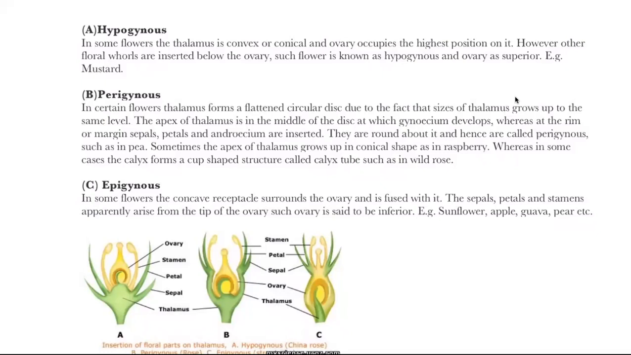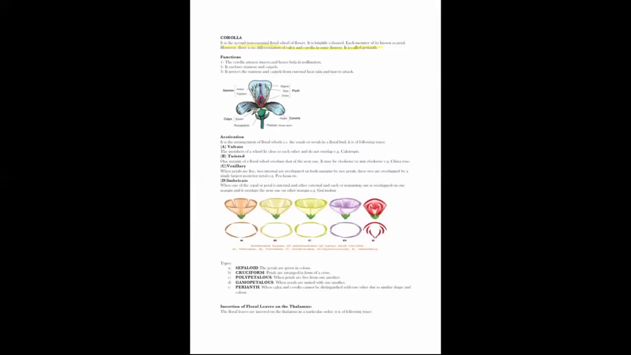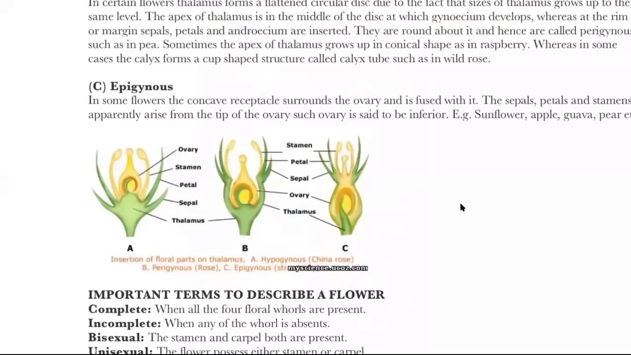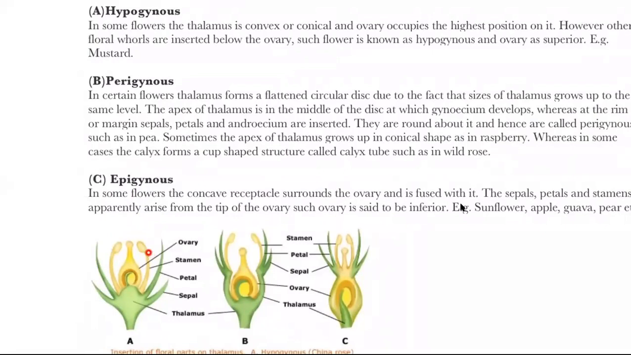So yeah, let's continue. So hypogynous is when your ovary is superior. Can you see? Your ovary is superior, ठीक है? The thalamus is here. ठीक है? Ovary superior to the thalamus, and petals and sepals ovary के नीचे, ठीक है? Insertion of the petals and sepals is underneath the ovary in the thalamus. Okay? Then it could be perigynous.